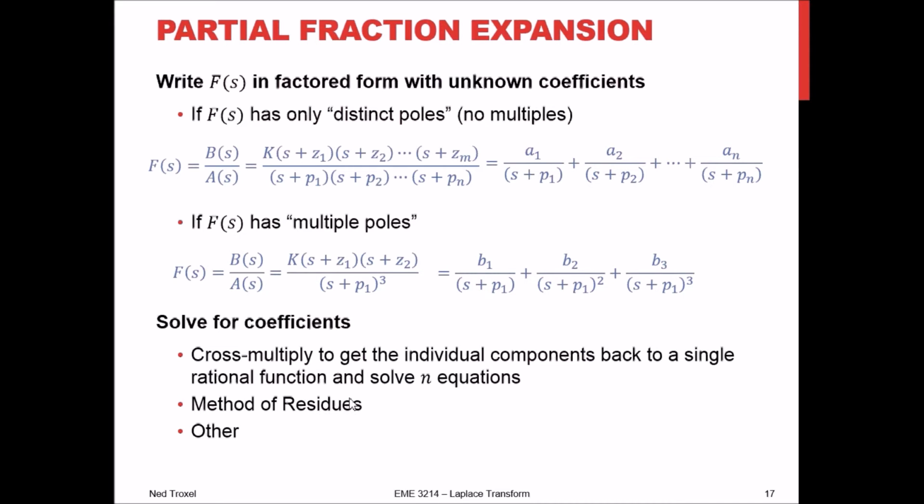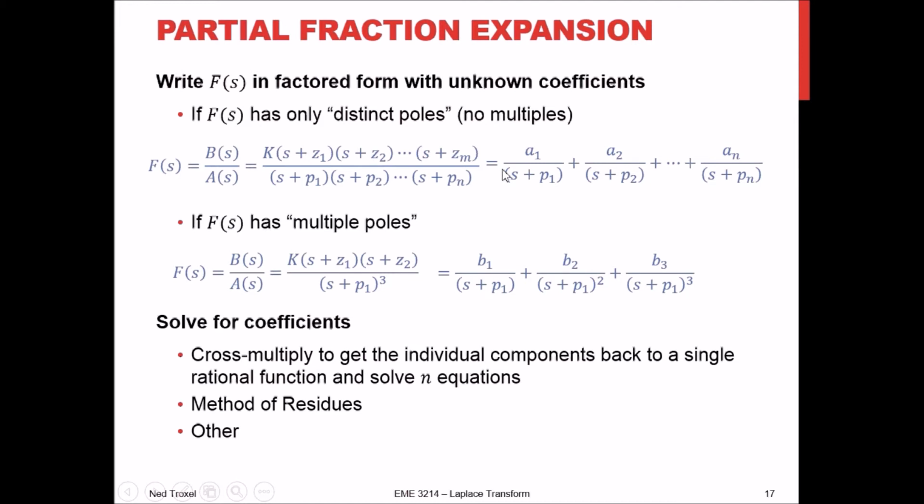First, we're going to start off with a rational function. I have some function F of s. This is my Laplace transform, and it's in a rational form. I have a numerator as a function of s, and a denominator as a function of s. And I need to have m less than n.